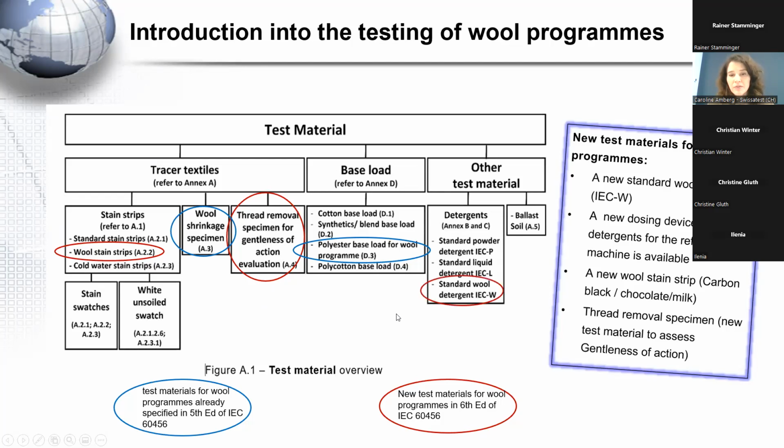And then we have the new standard wool detergent ICW, which is also new. I have mentioned as well this new dosing device for the liquid detergent for the reference machine. So this is not really a test material, but it is a new equipment part available from Electrolux Professional. I will talk about this later on in more detail.